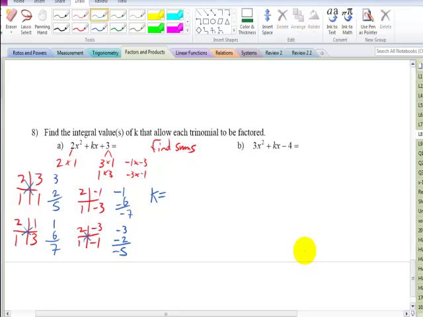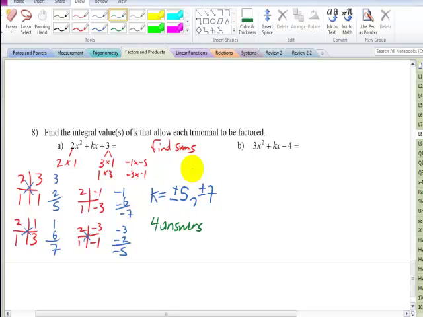It helps you find the answers quickly. How are we going to write this? K equals, no, we have a positive and a negative, but the 5 is the smaller digit, so let's put that first. Plus or minus 5, comma, plus or minus 7. How many answers? 4 answers.